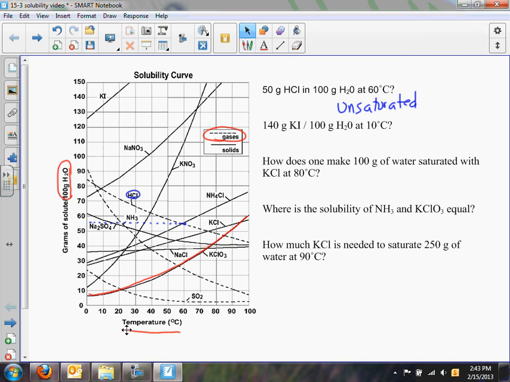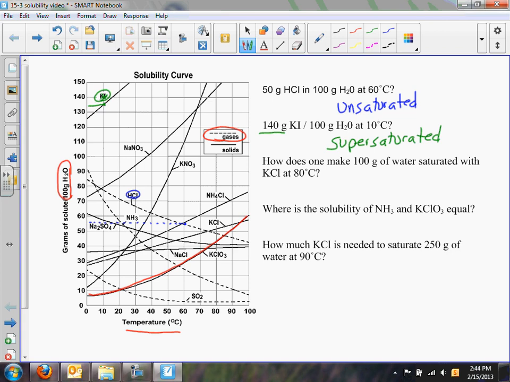The next one, potassium iodide. That's right here, top left. And it says, what kind of solution if I have 140 grams dissolved at 10 degrees? Well, at 10 degrees, it looks like, right there, I should be able to hold about 135 grams in 100 grams of water. Well, if I have 140, I'm above the line, I'm up here, so I have more than what I should have, and that would be considered supersaturated. There's actually more dissolved than what there should be.